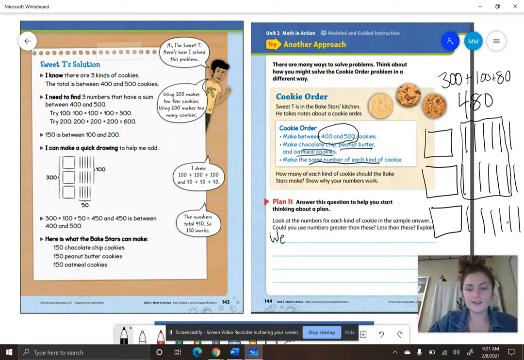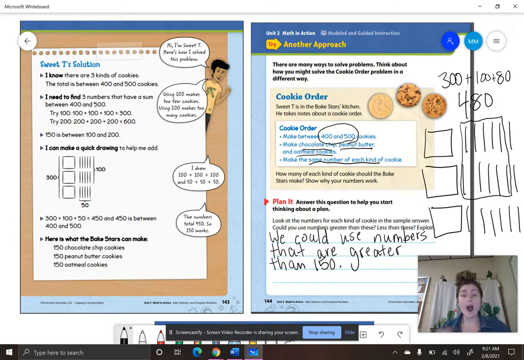So we could use numbers that are greater than 150. So why can we use numbers that are greater than 150? Because we can add more tens and ones to each type to get closer to 500.